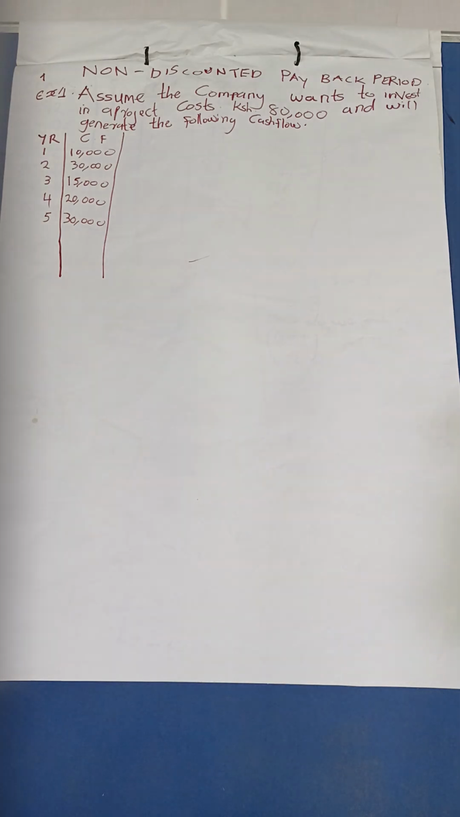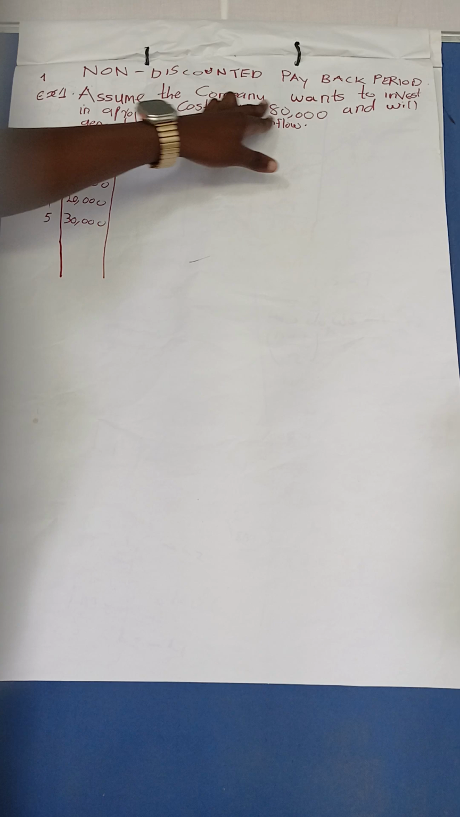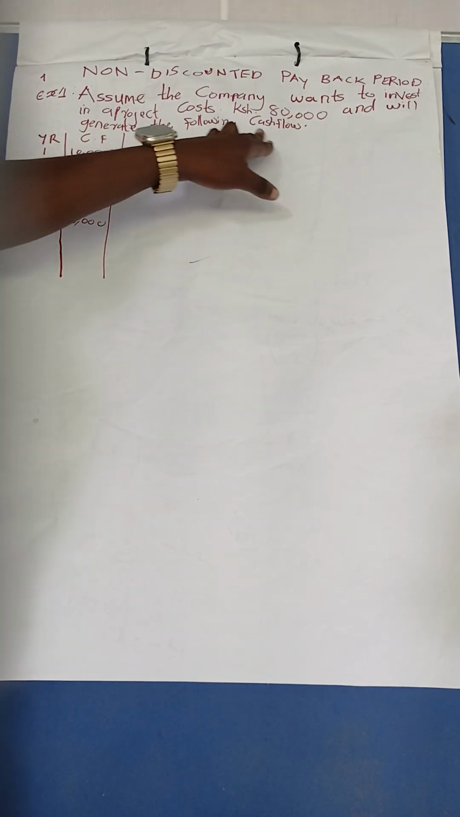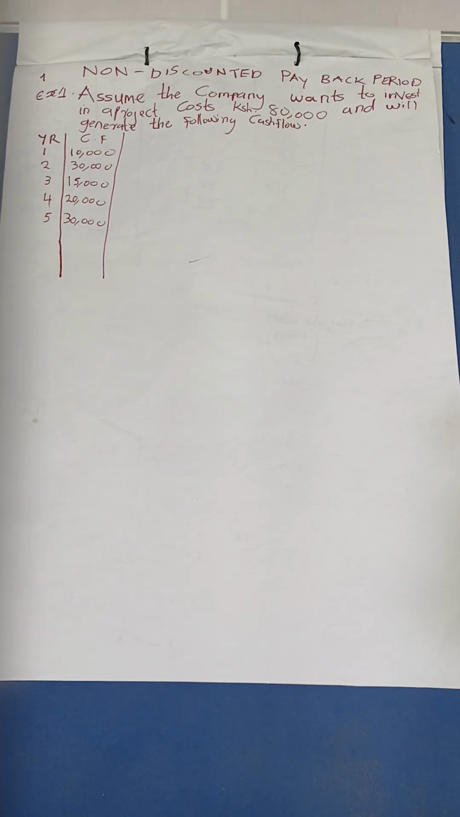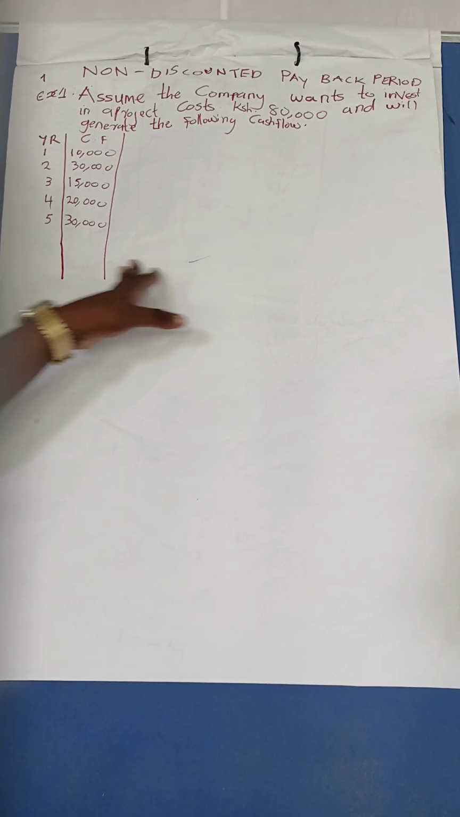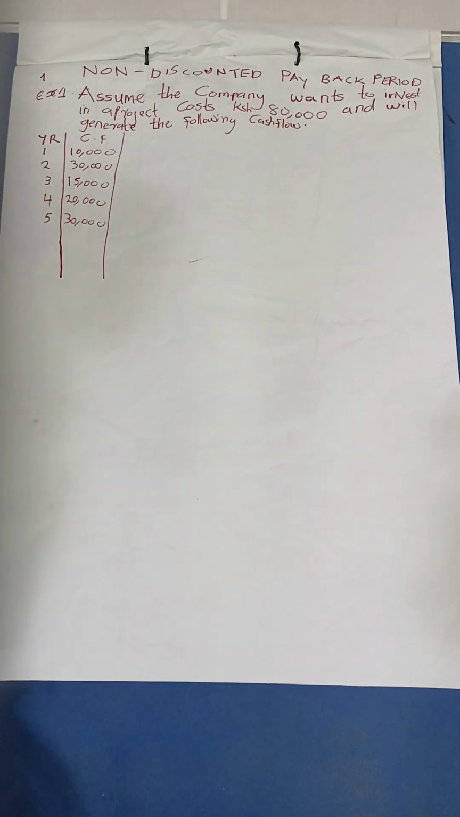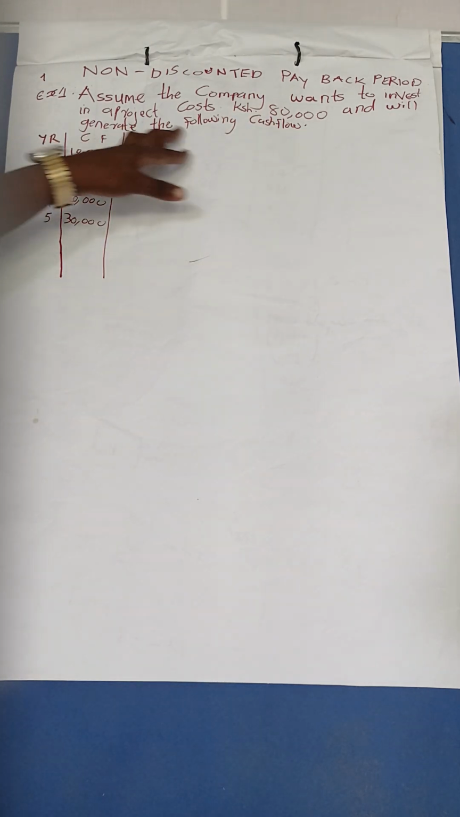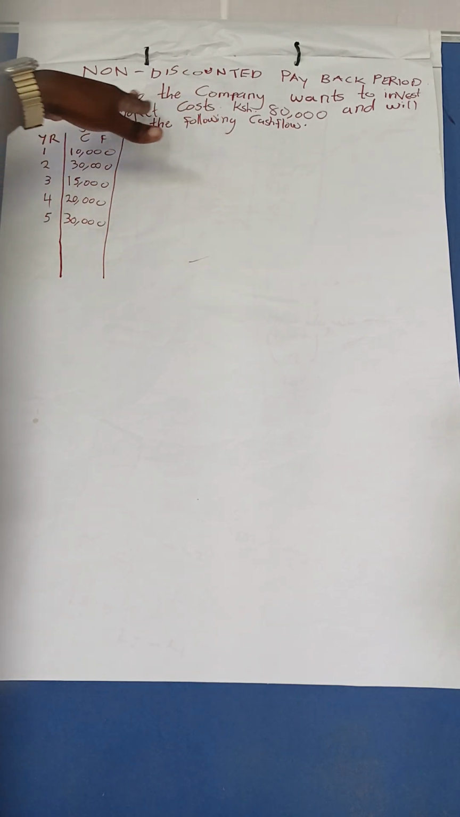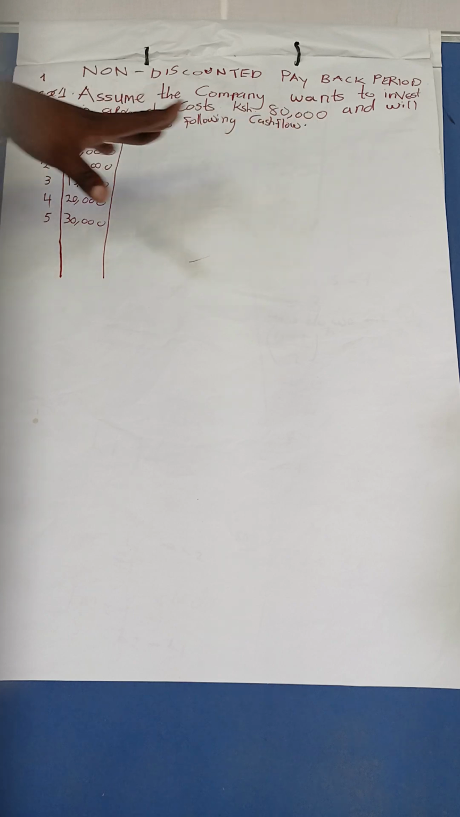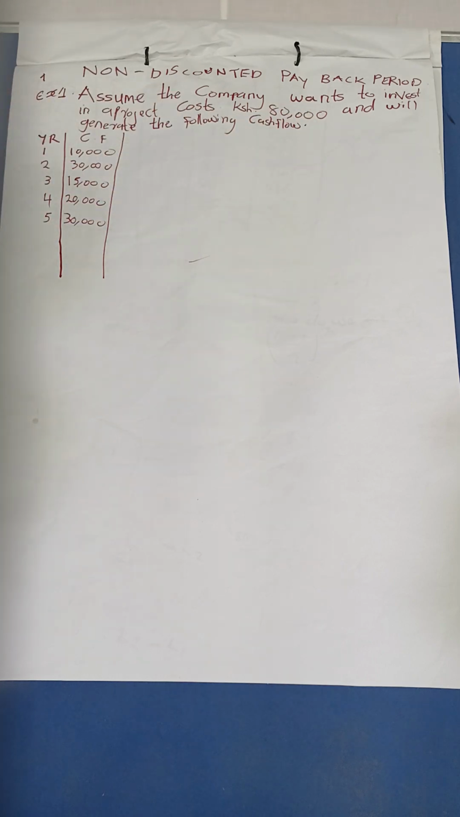Good. So under payback, we have the first question here that says: assume the company wants to invest in a project that costs 80,000 and will generate the following cash flow. So we have to identify how long it will take for us to recover this 80,000. Good. So you can tell this is an independent project investment, because if there were two, you could be told, assume the company wants to invest in 2 mutually exclusive projects. But here you can see it's just an independent project.